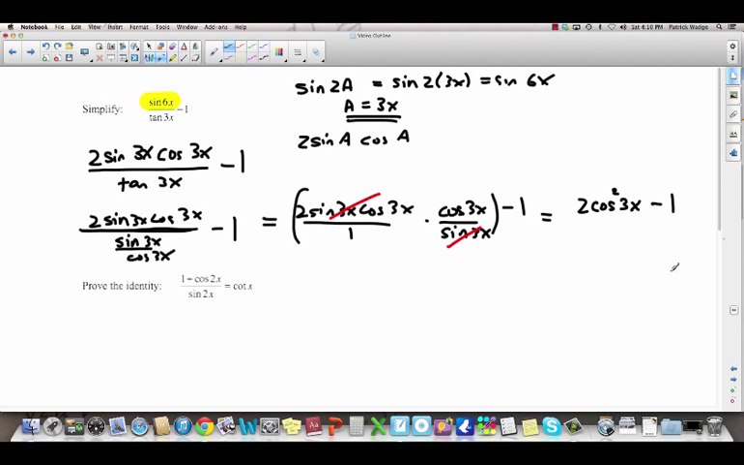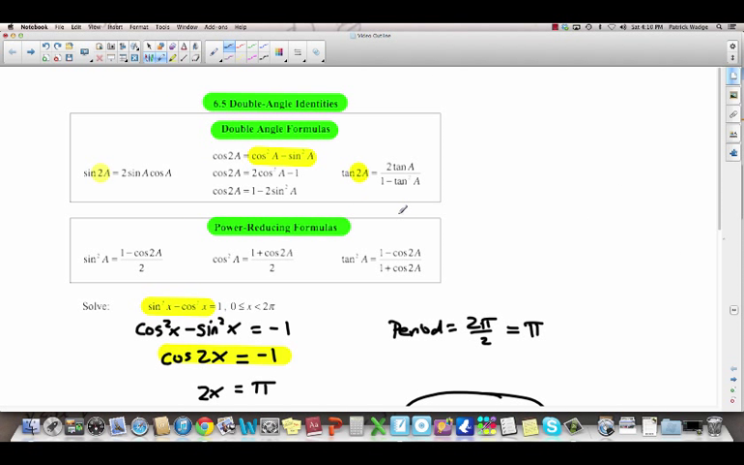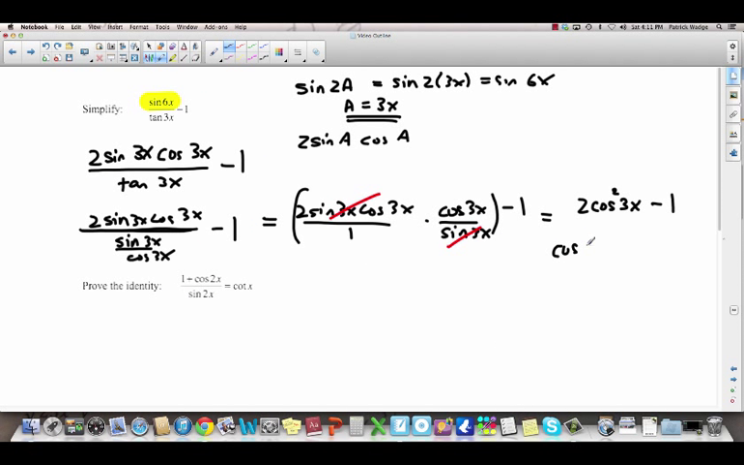Is that it? Well, let's take a look at that for a second. 2 cos squared 3x minus 1. Do you see it's exactly like this? So if our a was 3x, then this works completely. And what that simplifies to is cos 2a, where a is 3x. So we end up with cos 2 times 3x, which is the same as cos 6x, our final answer.